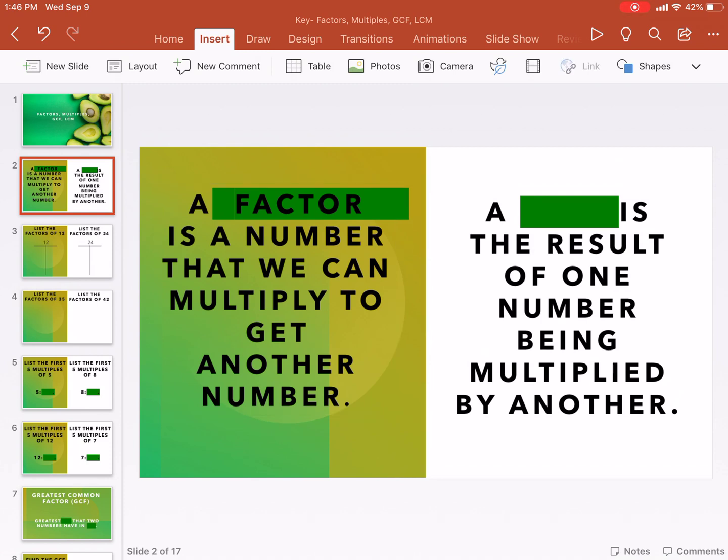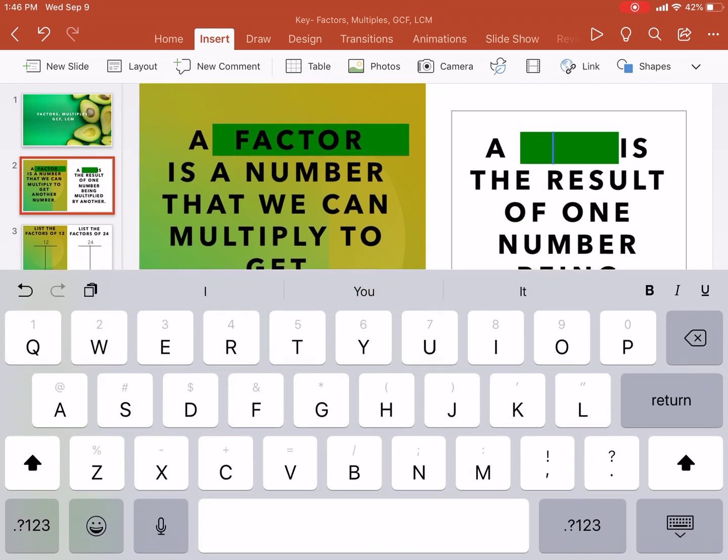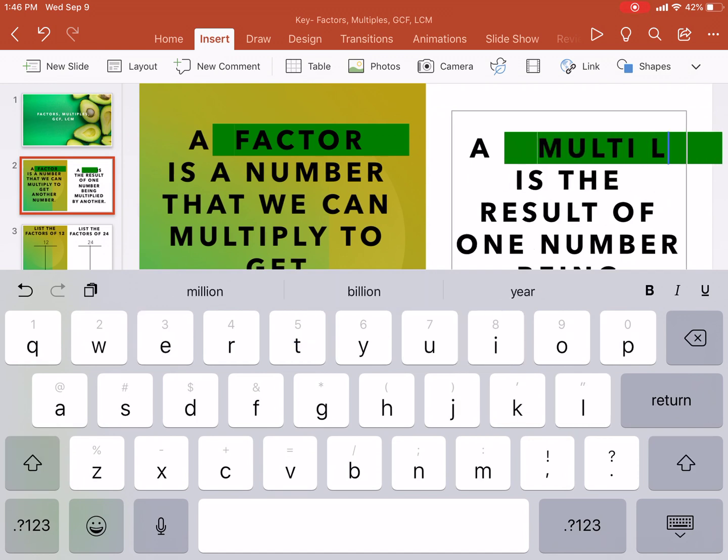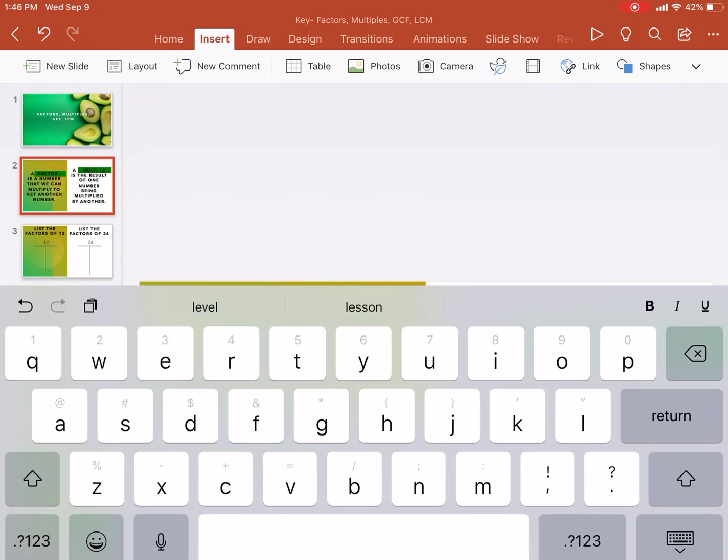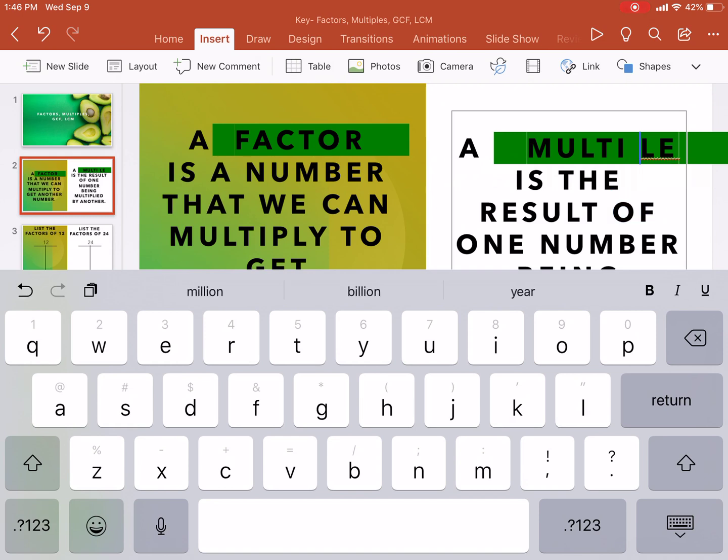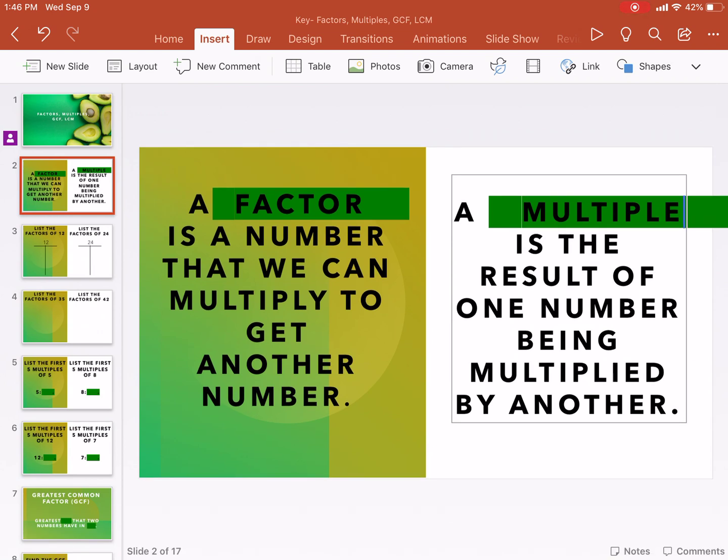A blank is a result of one number being multiplied by another. That's a multiple. It's kind of like your skip counting. If I could spell it right, that would be helpful. There we go. So let's start by finding factors.